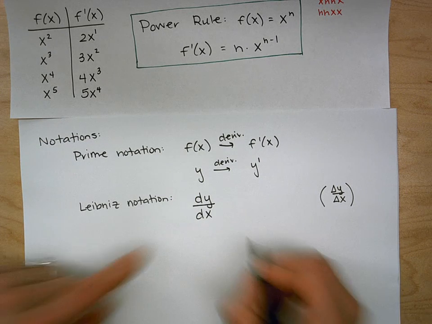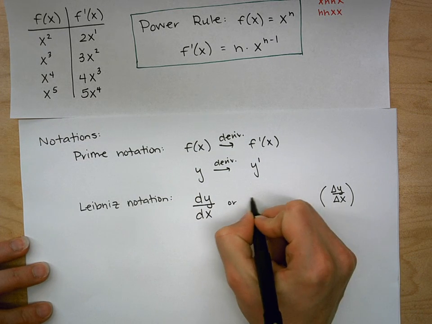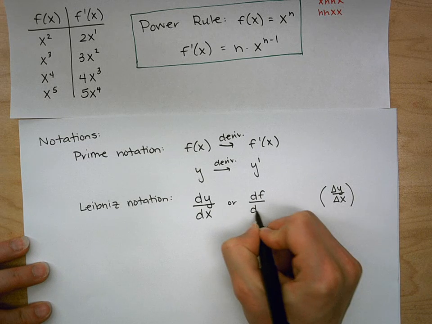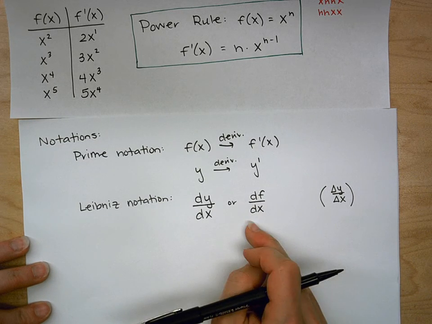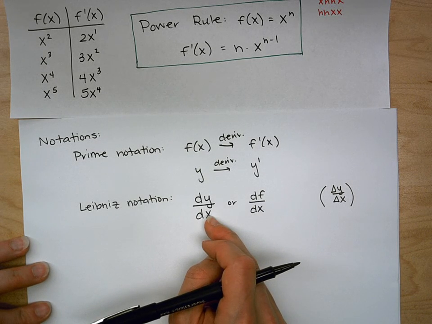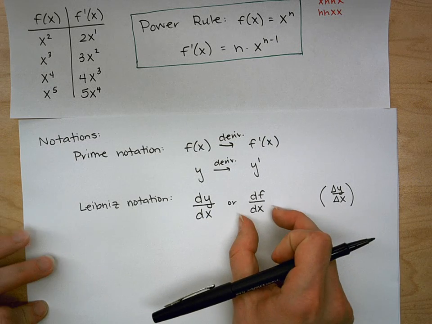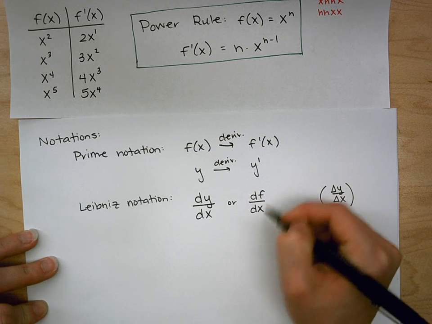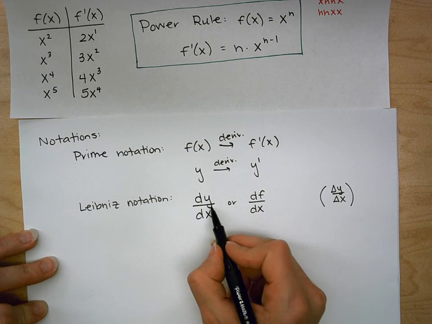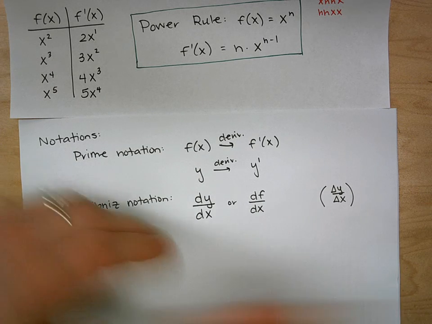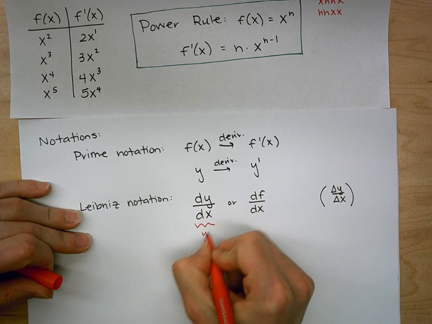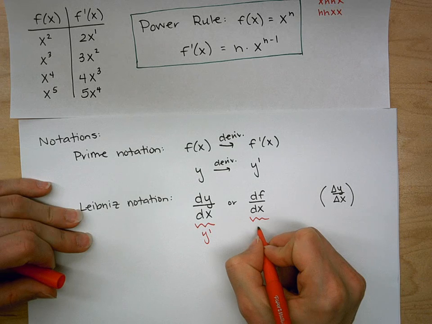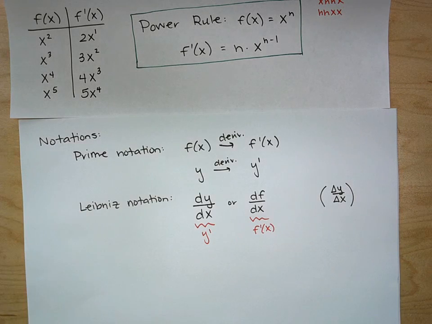Another way that we could write that is df over dx. We don't use this one quite as much. We usually use y when we do Leibniz, but you can use this one too. This says the exact same thing as f prime of x. And this says the exact same thing as y prime, essentially. Let me write that. And this is the same thing as f prime of x, essentially. Okay, so we'll use those interchangeably.